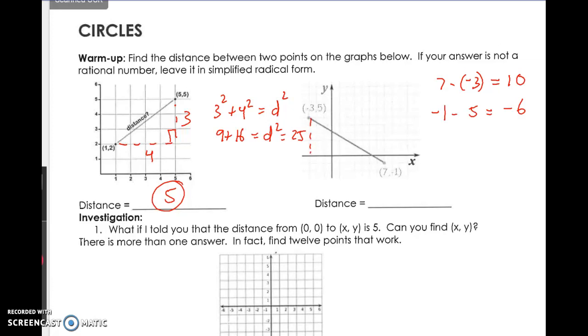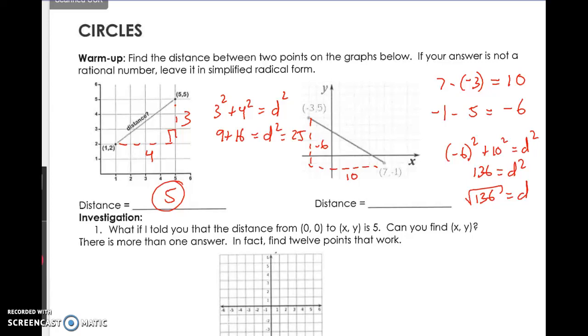Now that we know these distances, we can do the Pythagorean theorem again, because we know that this is -6 and that is 10, so we do -6 squared plus 10 squared equals d squared. I'll just tell you that's 136. So you end up with the square root of 136 equals d. Now the directions do say leave it in simplified radical form, so we do need to simplify this. For those of you who forgot what that means, we need to find if there are any perfect squares that are factors of 136.